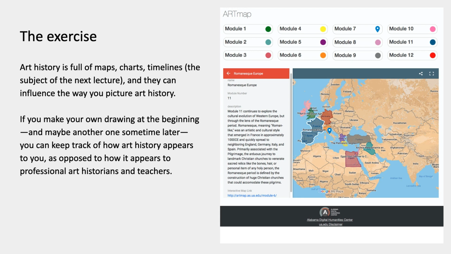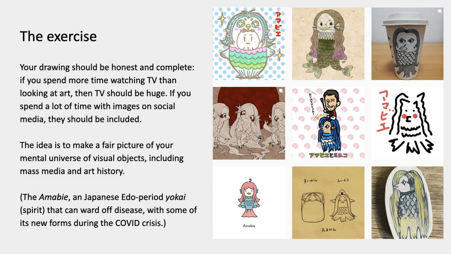So art history is full of these maps, charts, and timelines and things like that, and I have a lecture on them coming up, the way they are in art history textbooks and so on. And when you read about them in art history classes, they can influence the way that you picture art history. But if you make your own drawing at the beginning, and maybe another one sometime later, like at the end of the class, then you can keep track of how art history appears to you as opposed to how it appears to professional art historians and teachers, like you see in this picture.